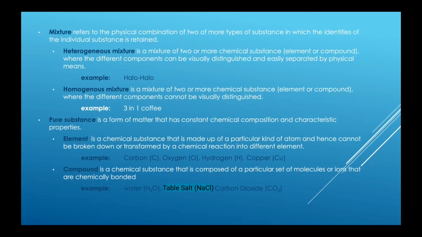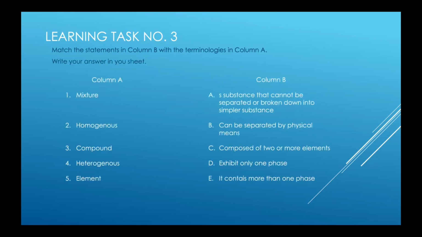Okay, if we're good, then we go ahead and proceed with the learning task number 3. Learning task number 3, you need to match the statement in column B with the terminologies on column A. Again, you need to write it down on your sheet of paper or your notebook, anywhere you like. Then you can pause this video again and then come back once you're finished answering task number 3 so we can proceed with task number 4. Okay, you start now. Alright, great. So you're done with task number 3. So let's begin task number 4.